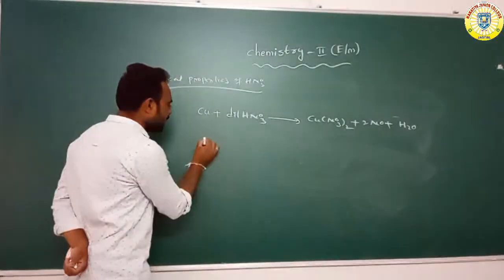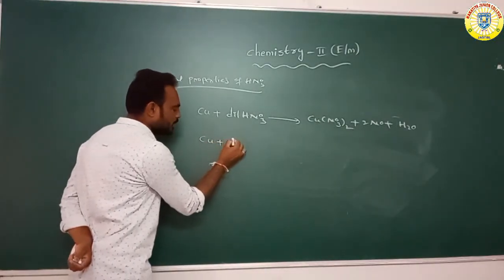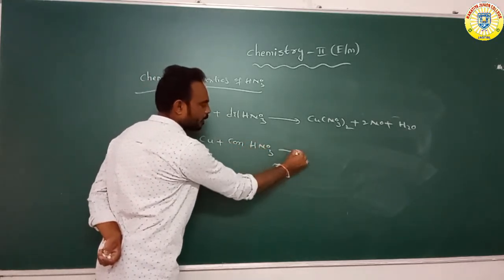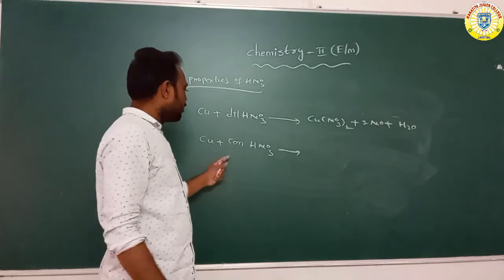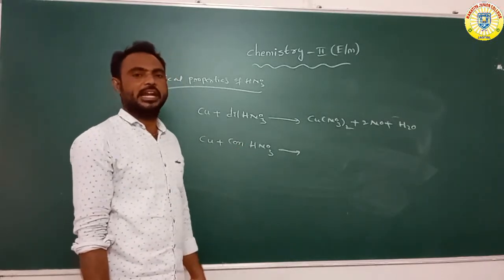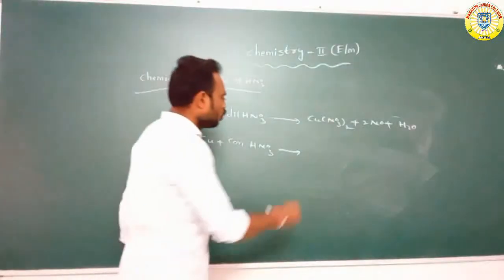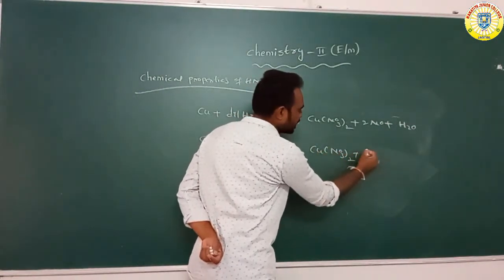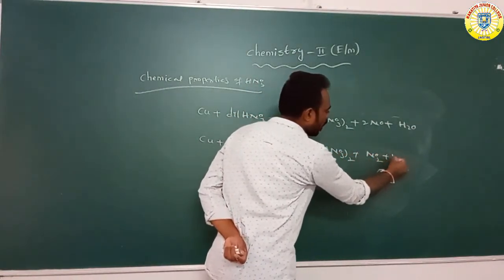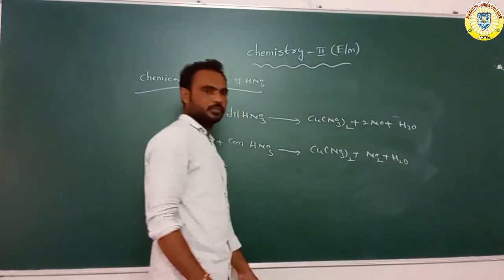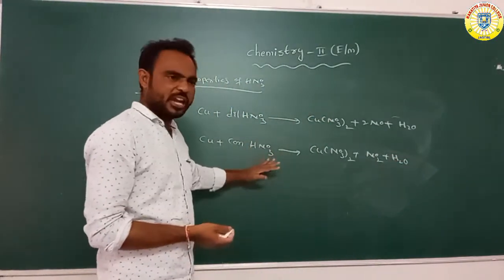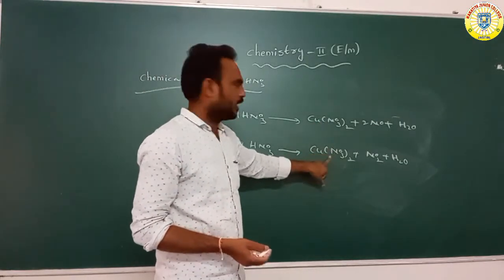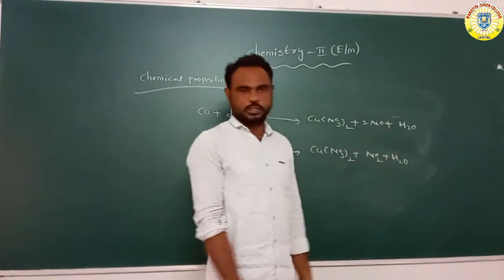At the same time, copper reacts with concentrated HNO3 to form Cu(NO3)2, and next further NO2 and water molecules. In these two reactions, copper nitrate and water molecules are formed.